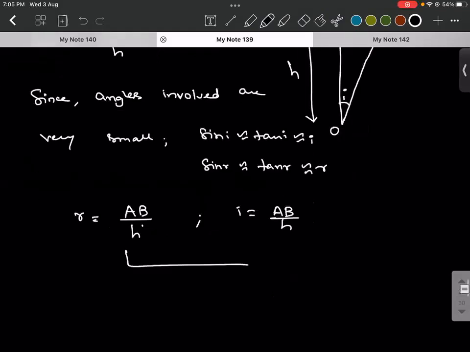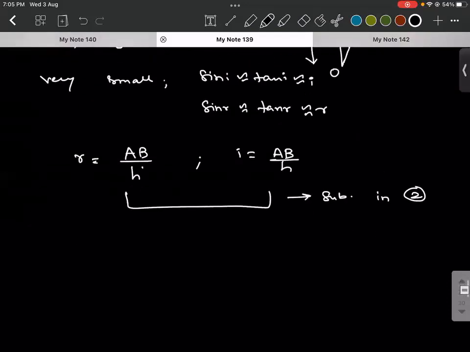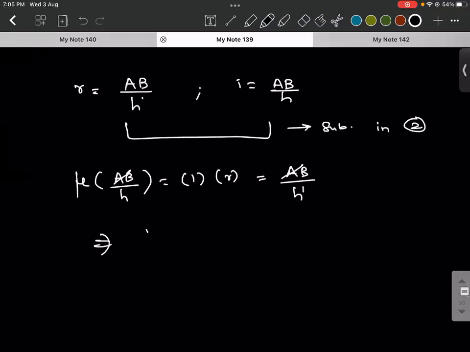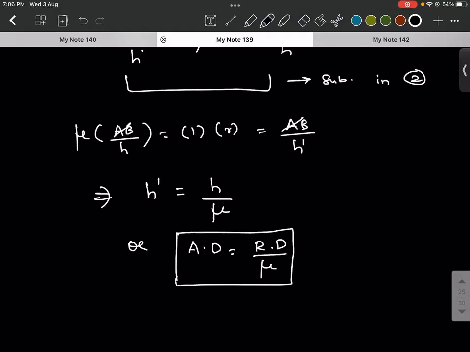Now I will take these two and substitute in 2. So if you observe, the second one is mu into I, AB divided by H, is equal to 1 into R, that is AB divided by H dash. So AB and AB are gone, which implies H dash will be equal to H divided by mu, or apparent depth will be equal to real depth divided by the refractive index.